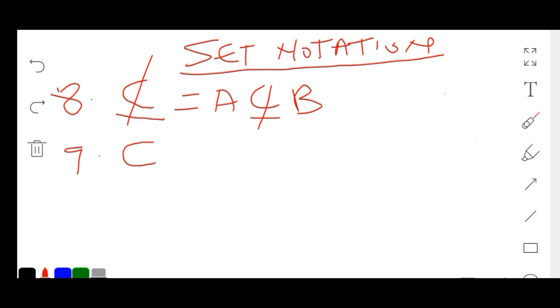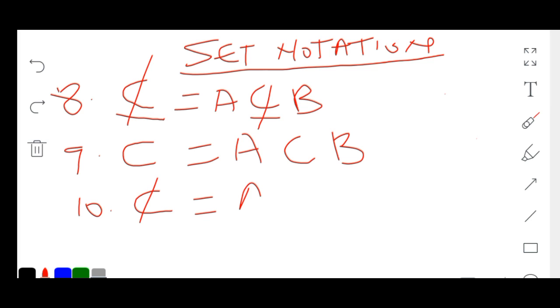Number 9 will be A is a proper subset of B. We'll talk about proper subset another time. So A is a proper subset of B. That's how I'm going to write it, exactly like that. So number 10, A is not a proper subset of B.